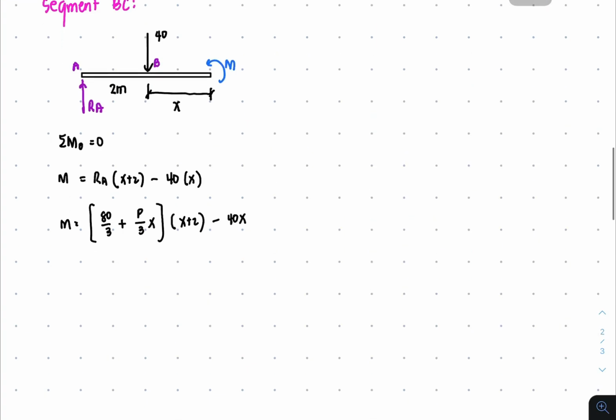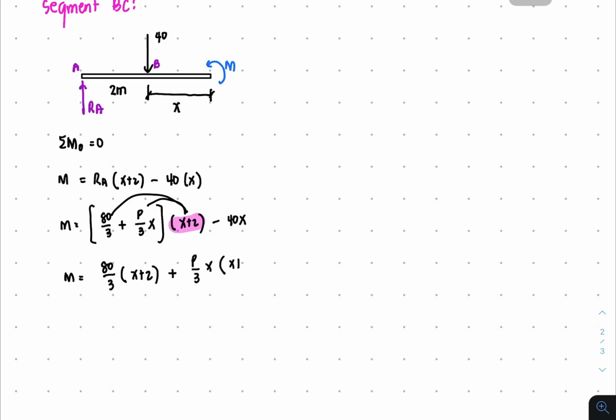40x. In this case, we are going to distribute that whole term to each term here. So it's going to be 80 over 3 times x plus 2, plus P over 3x times x plus 2, and then minus 40x.